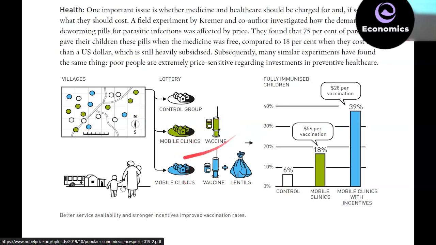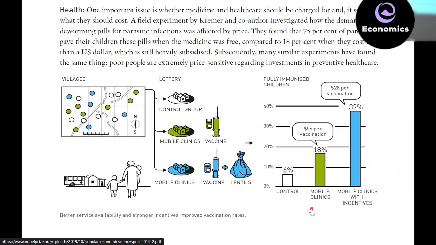In another treatment, they say, okay, not only do you get the vaccine for free, you get some food as well, for staples. It turned out that the mobile clinic boosts the vaccination rate from 6% in the control group to 18%, 3 times. The one with some free food boosts the vaccination rate to 39%, more than double of the two.